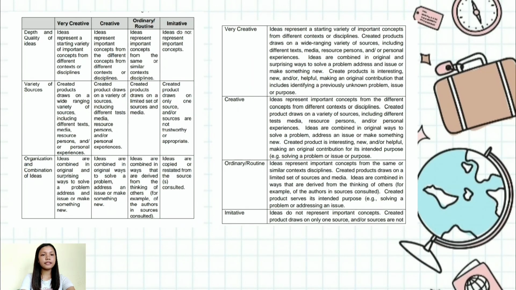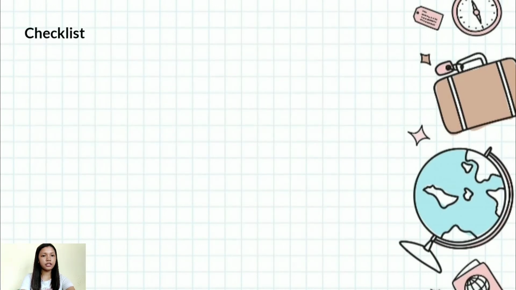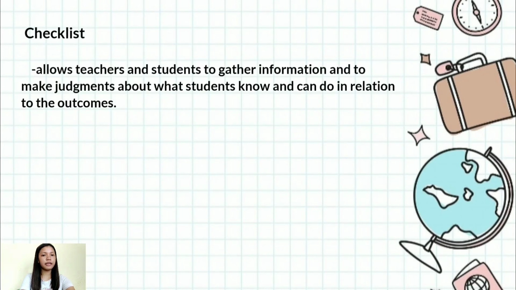We also have other examples of scoring rubrics. I guess this is what they call the checklist, where it allows teachers and students to gather information and to make judgments about what students know and can do in relation to the outcomes. Checklists tend to be longer than other types of rubrics since each aspect of performance you are looking for in students' work or performances essentially becomes its own criterion.